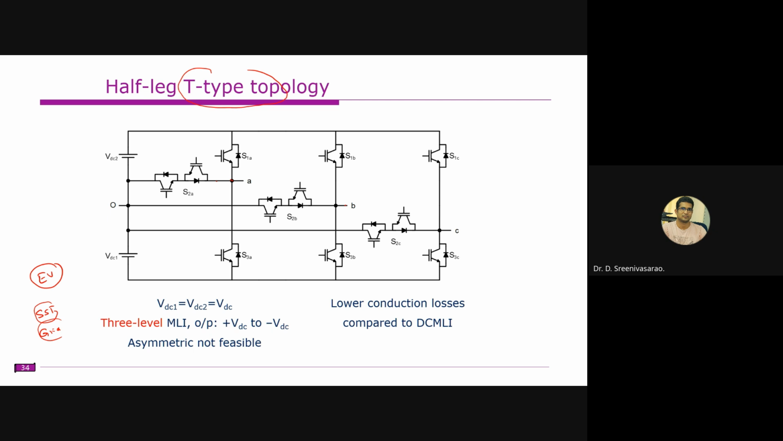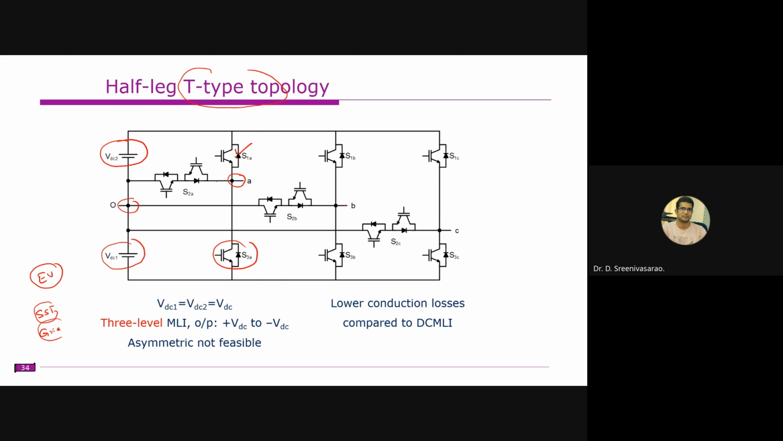So the operation is like this. These two switches are complementary, right? If we assume the top switch S1 is on, and we measure the voltage between A and 0, you will get the upper voltage. Similarly, when the bottom switch is on, if we measure the voltage between A and 0, you will get this voltage with a negative sign.